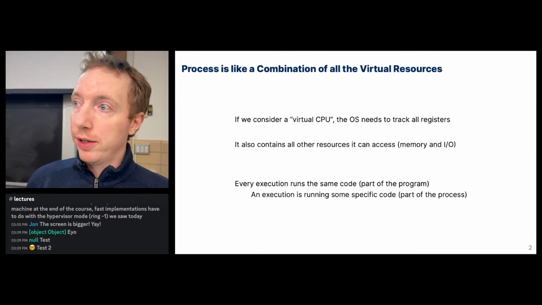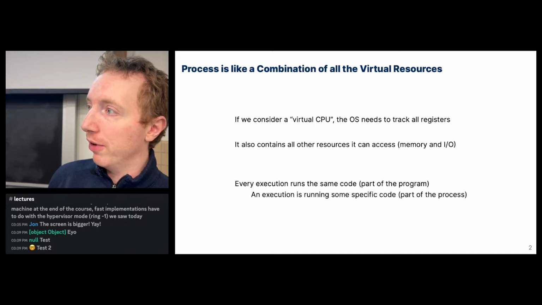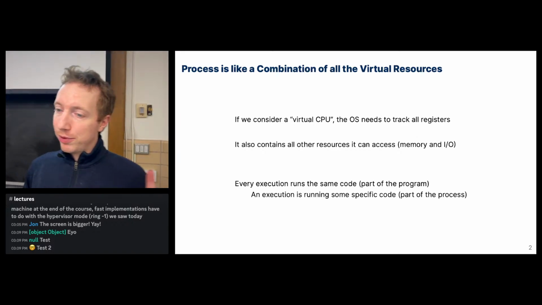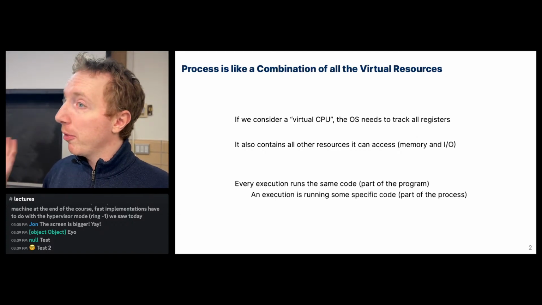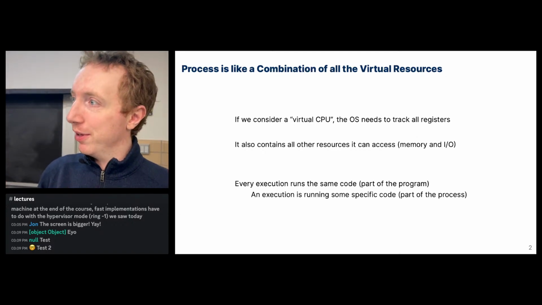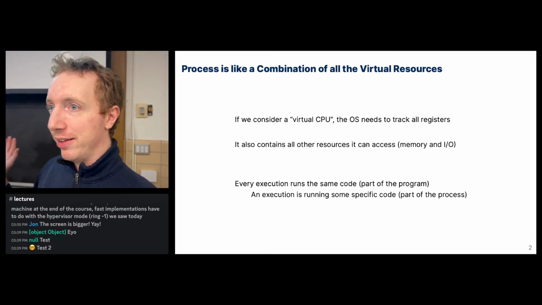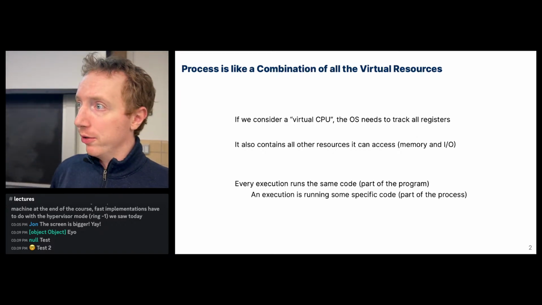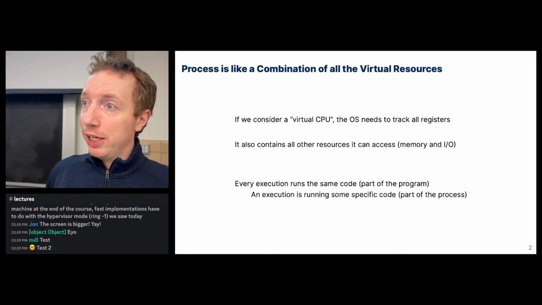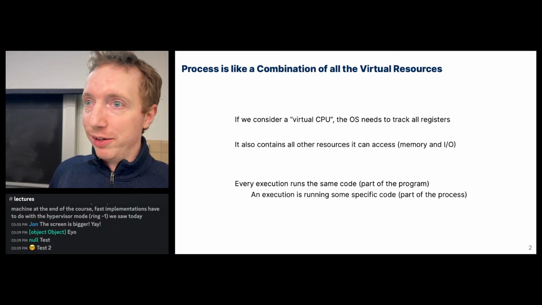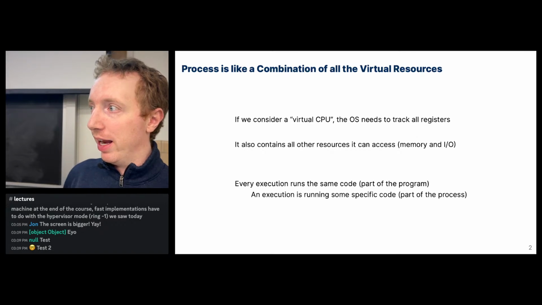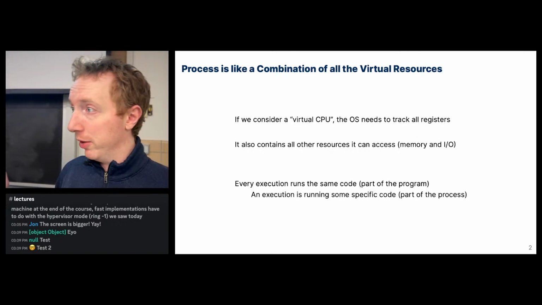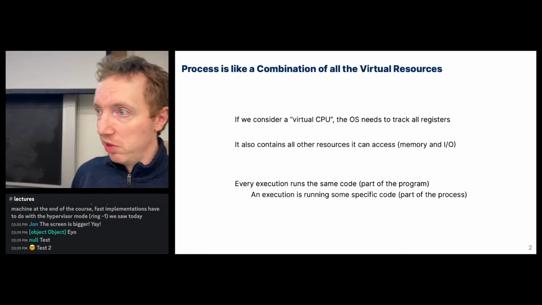Another way you can think of a process is like a combination of all the virtual resources when it's running. If we consider a virtual CPU, remember virtualization is the concept of fooling something into thinking it has all the resources and it's the sole arbiter of that resource. So with a virtual CPU, each process would just assume it gets its own CPU and that's it, and it gets to ignore all the other processes and the fact that there might only be one physical CPU. The kernel has to handle that.